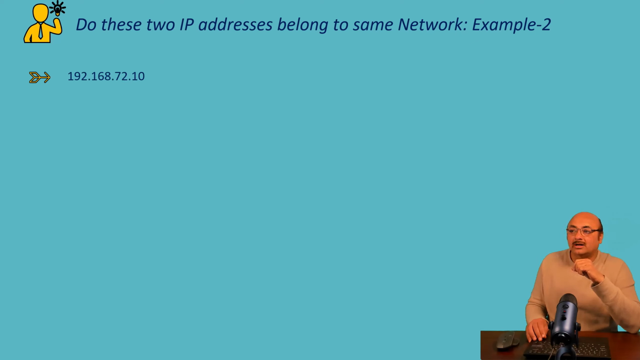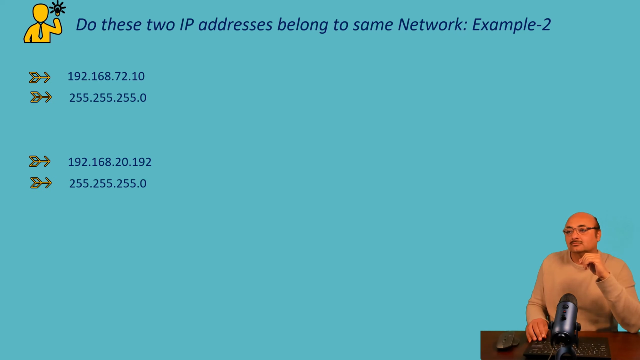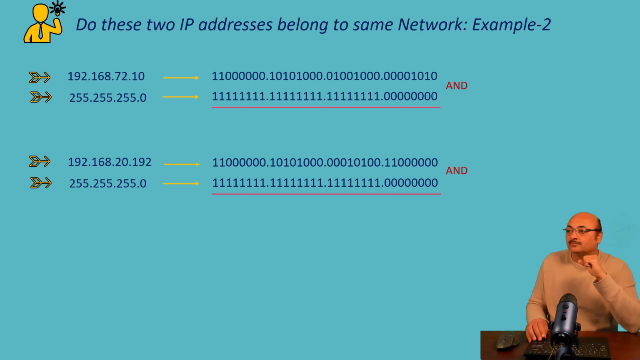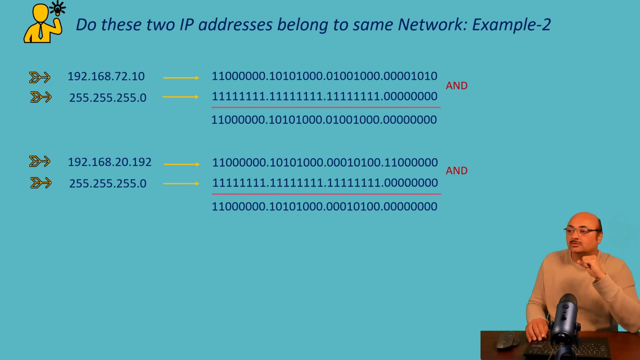Let me take the next example. First IP address is 192.168.72.10 and the second IP address is 192.168.20.192. We'll follow the same steps. Look at the first octet to derive the correct default subnet mask. They both are 192, so the default subnet mask for both of them is the same. Convert them into their equivalent binary, convert the subnet mask also to equivalent binary, apply the bitwise AND, get the result for both, and then finally convert them to their decimal equivalent.